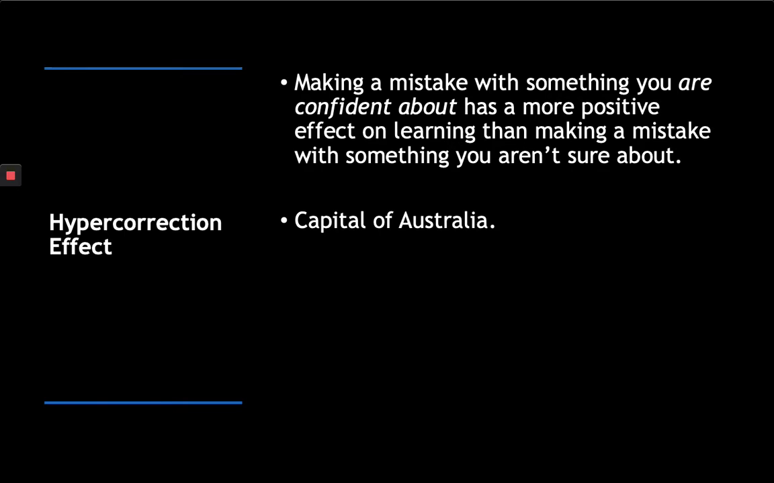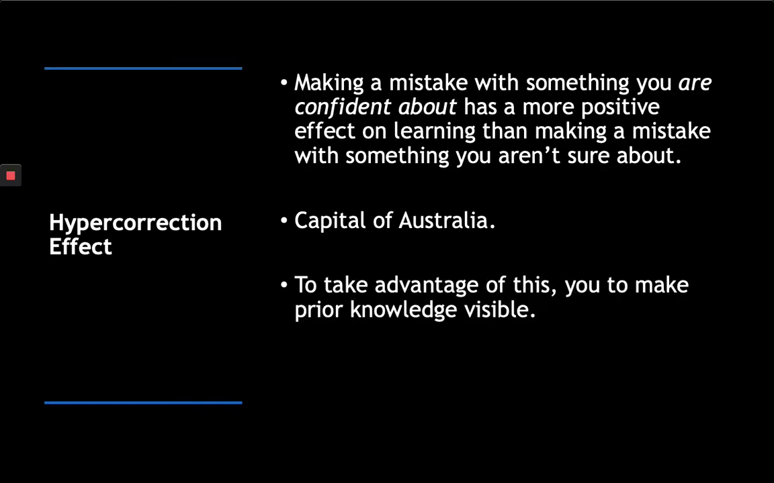And this is hypercorrection. If I hadn't been too sure what the capital of Australia was, if I thought, well, it could have been Canberra, it could have been Sydney, it could have been Melbourne, and then I found out it was Canberra, well, that wouldn't have had as powerful an effect on my learning. So we can't always make use of the hypercorrection effect, but we do need to take advantage of it as and when we can, and the only way we can do that is if we make prior knowledge visible.